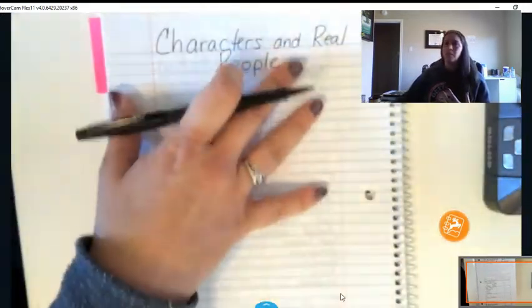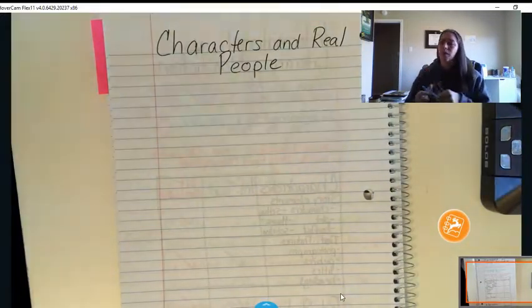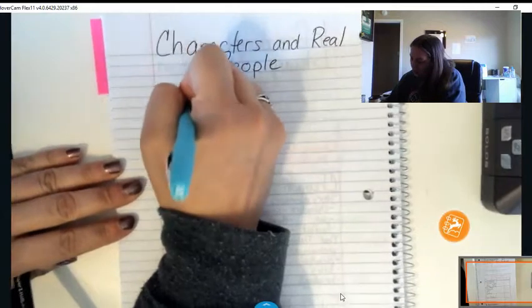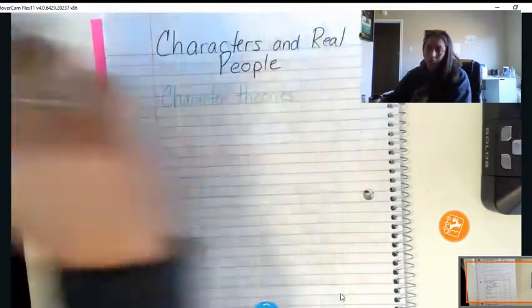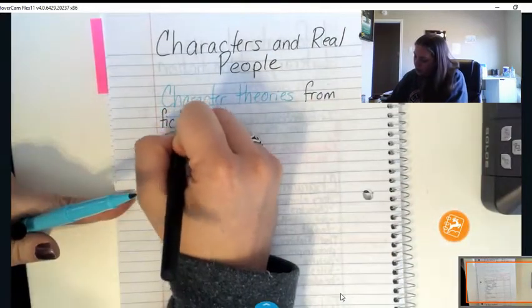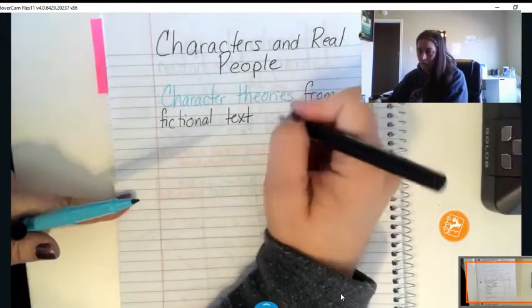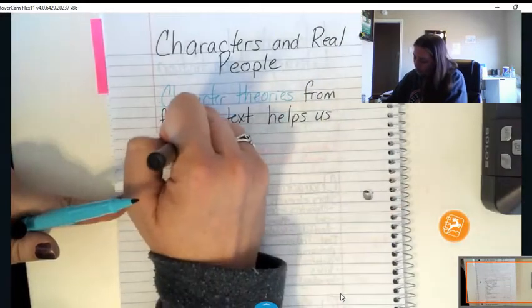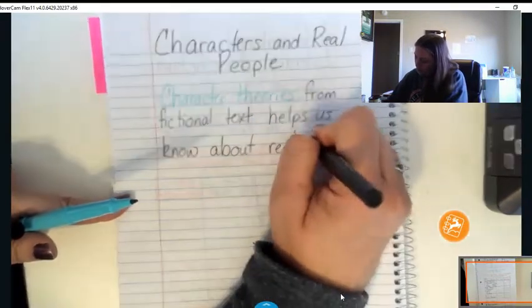You also need to write it in this next blank page that you have. And we're just going to do one really quick reminder that character theories from fictional text helps us know about real people.